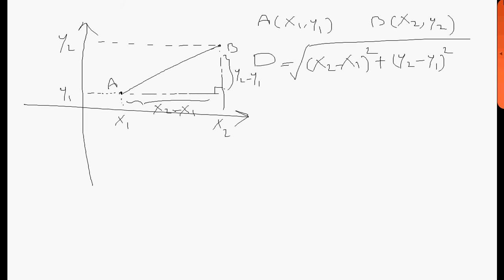So for that reason, this side here, the hypotenuse, to the power of 2 would be this to the power of 2 plus this to the power of 2. In other words, the hypotenuse itself would be the radical of this to the power of 2 plus this to the power of 2.